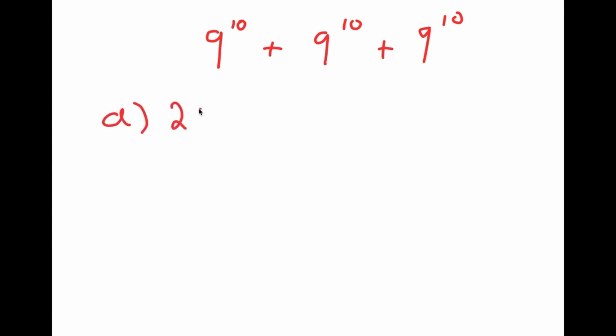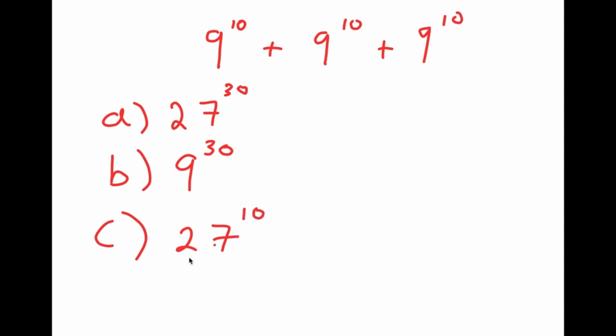Alright, so in this video, I'm going to be solving the problem 9^10 plus 9^10 plus 9^10. And for this problem, I actually have 4 option choices. So for A, I have 27^30. For B, I have 9^30. For C, I have 27^10. And for D, I have 3^21.